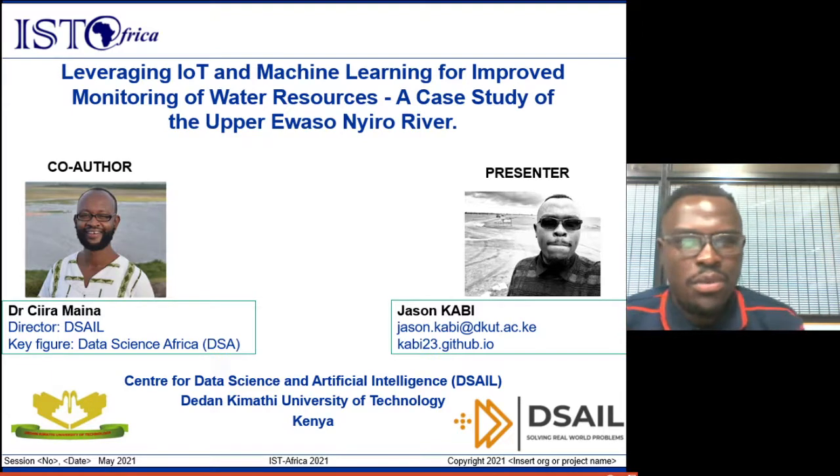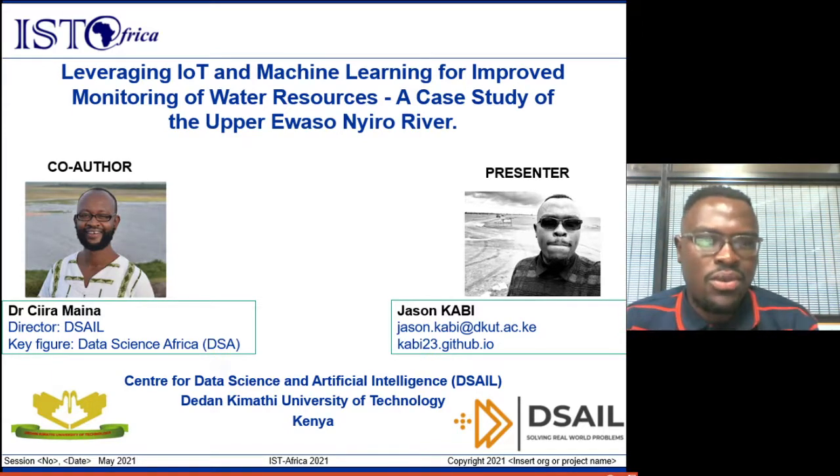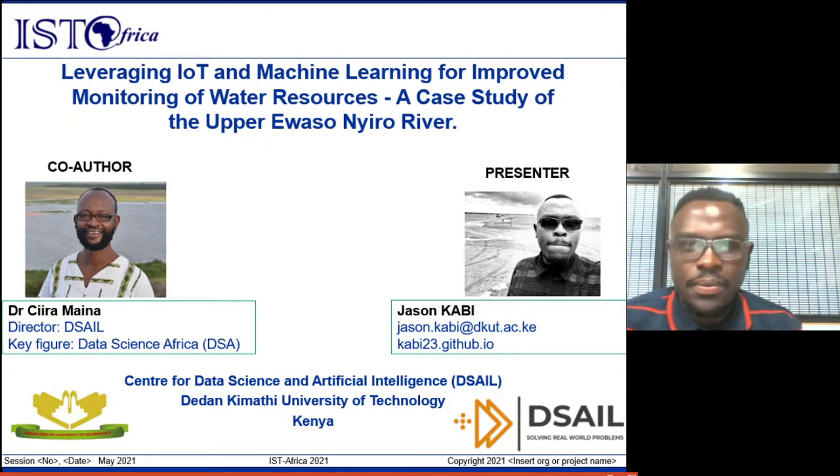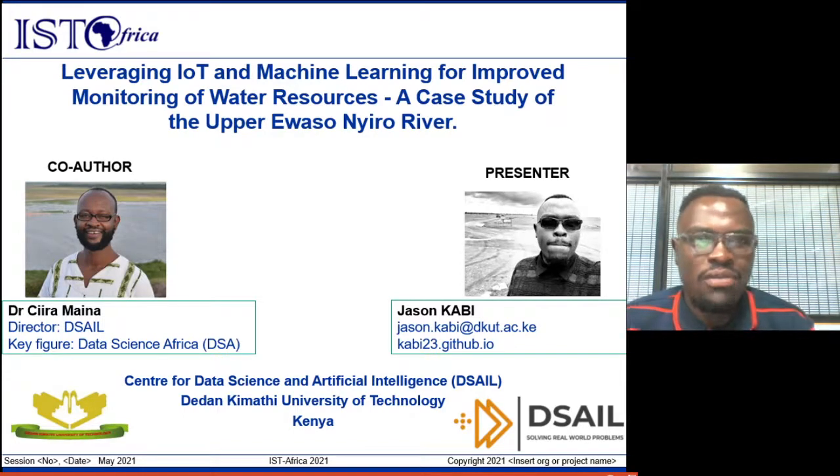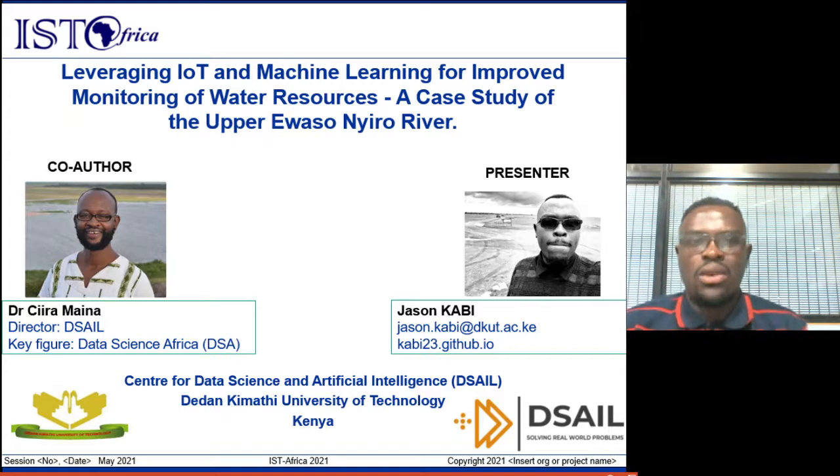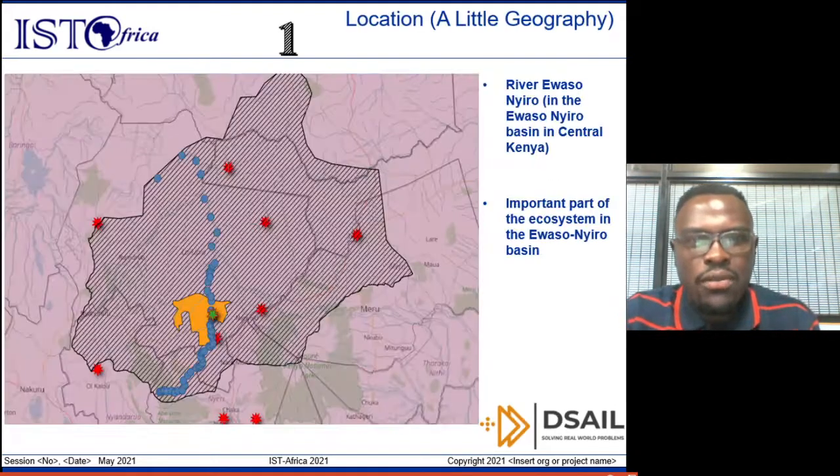My co-author on this paper is Dr. Shira Maina, who is the director at DCEL, and also a key figure in the Data Science Africa organization, that is DSA. My presentation today will be on leveraging IoT and machine learning for improved monitoring of water resources. It's a case study I'm doing for the upper Ewaso Nyiro River located in Kenya. When I say monitoring, I mean monitoring the water level, the water turbidity, and the water flow rate in the river channel. So moving on to my first slide.